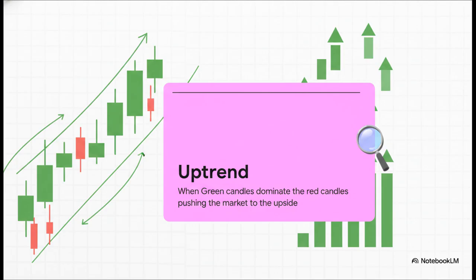So, our visual anchor for an uptrend is super straightforward. It's simply when the green candles completely dominate the red ones, physically pushing the market upward. We aren't dealing with complex, tangled algorithms here. We're looking at pure, undeniable price action. The green absolutely has to overpower the red, period.